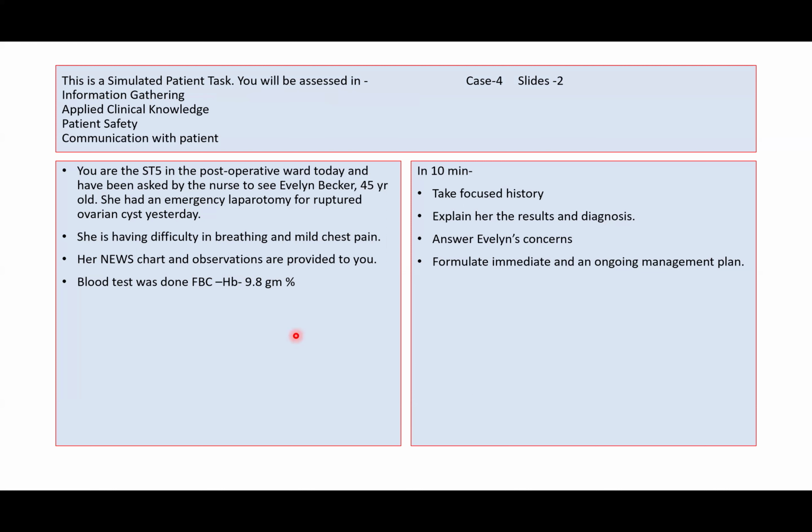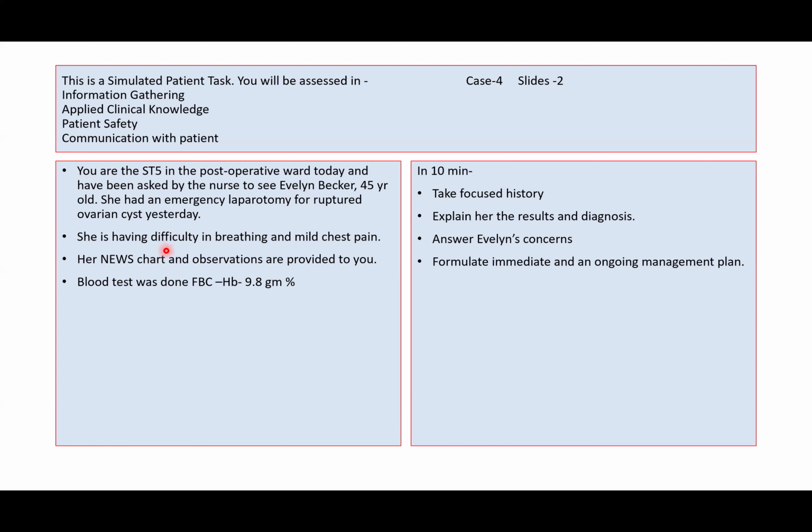Start, please. Hello, I'm Dr. Shanti, one of the doctors in the post-operative ward today. Are you Evelyn Becker, 45 years? Yes, I'm Evelyn Becker. Oh, okay. My staff nurse was very much concerned about your recovery, so I'm here to see you. Are you comfortable now to talk with me?